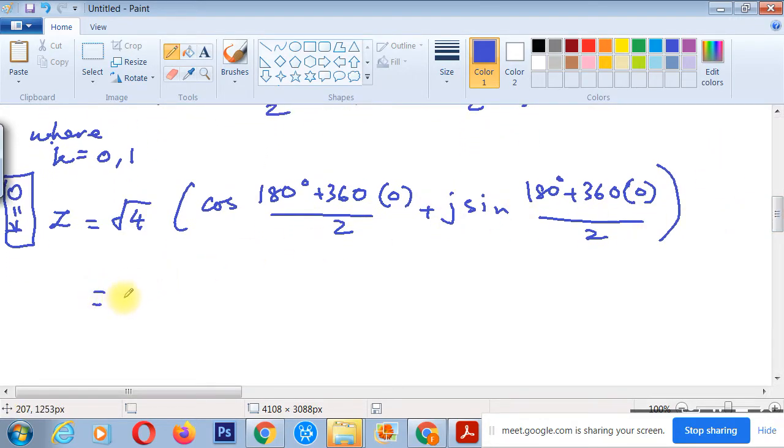So calculate this. And then we have 2, and then cos of 180 degrees over 2. What do we get? 90 degrees, right? 90 degrees.